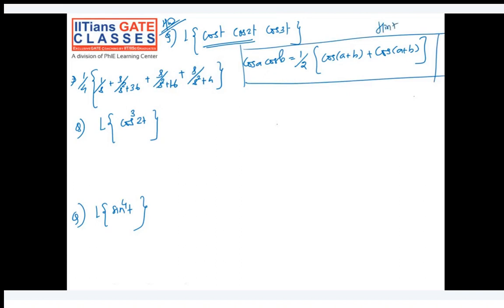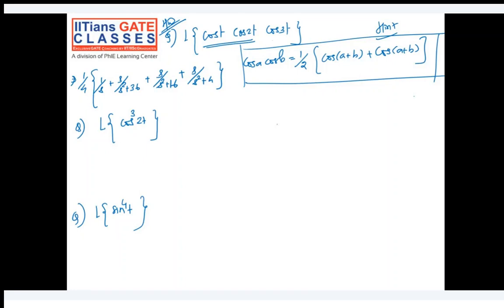So first you can start with cos t and cos 2t. Then what will you get? Basically half of cos of 3t plus cos of t, into cos of 3t, and then you multiply cos 3t inside and solve it.